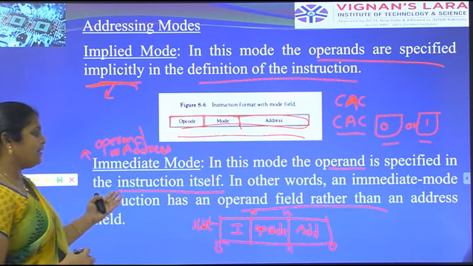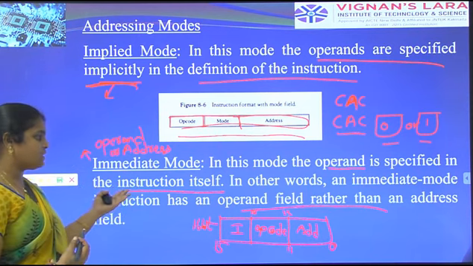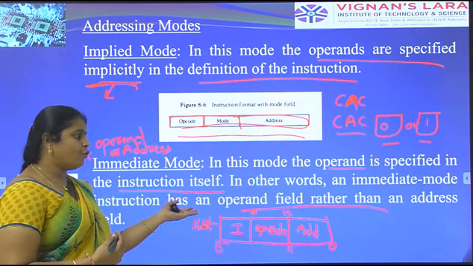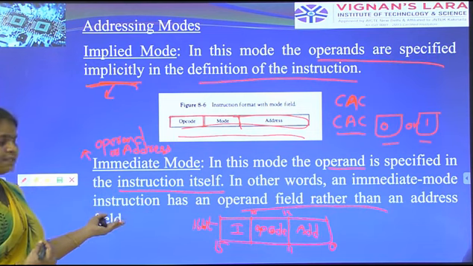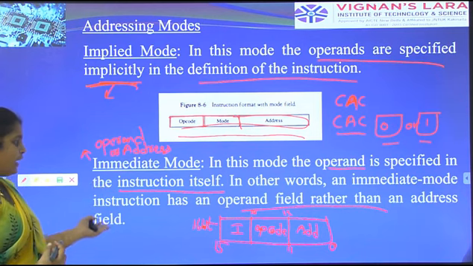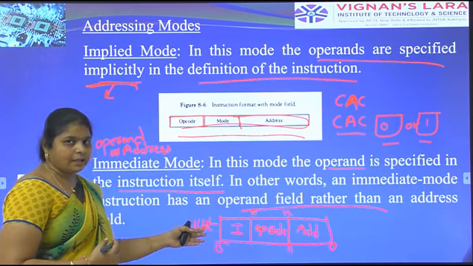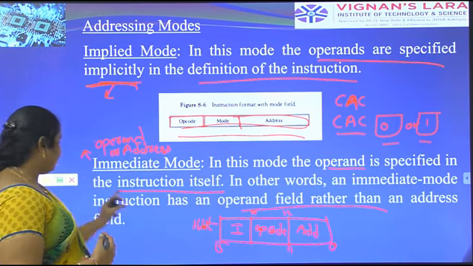This is the immediate addressing mode. In this, the operand is specified in the instruction itself. In other words, the immediate mode instruction contains the operand rather than the address. Here is the specification of immediate mode, and this is the instruction format.